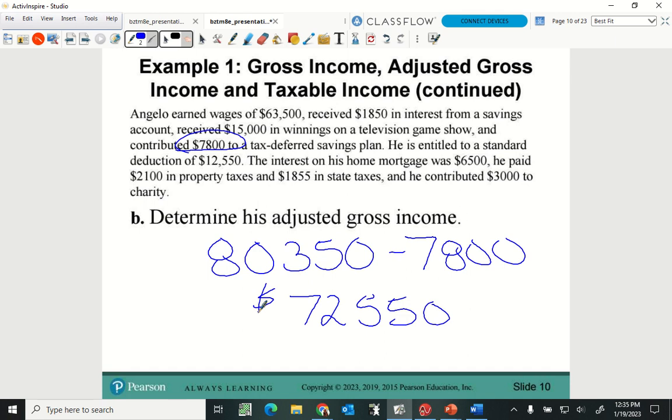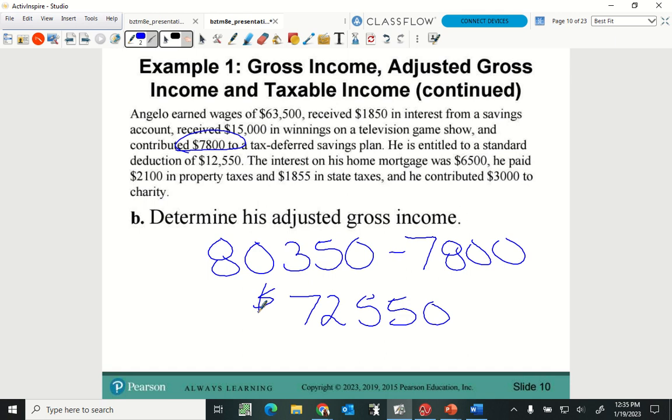Now, before we get too far into this, I'm going to show you the reason why. Before we actually start doing the tax code and all that other stuff, let's say he pays 10% tax on 80,350. For 10%, I would just move the decimal point over 1, and he would have to pay $8,035 in taxes. That would be 10% tax.